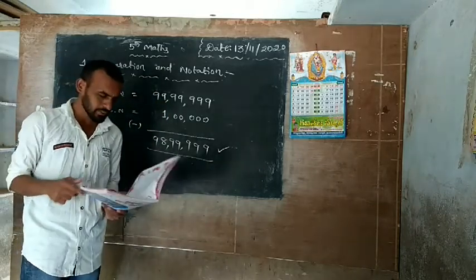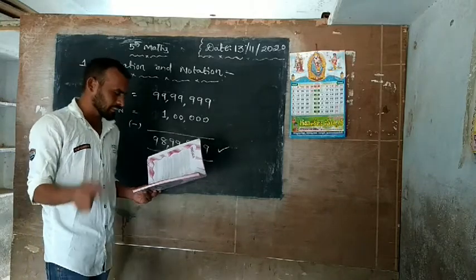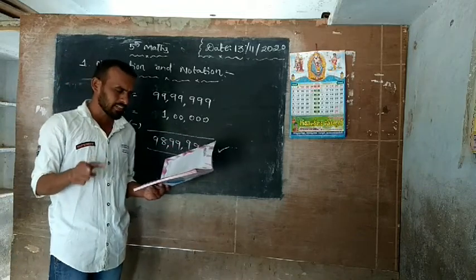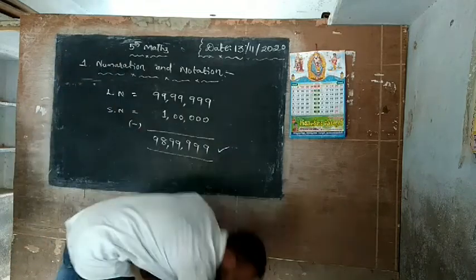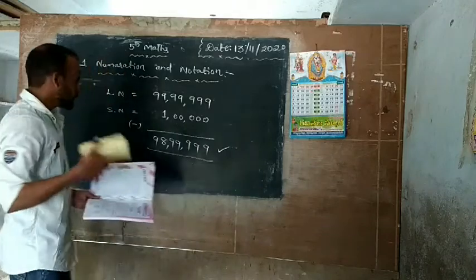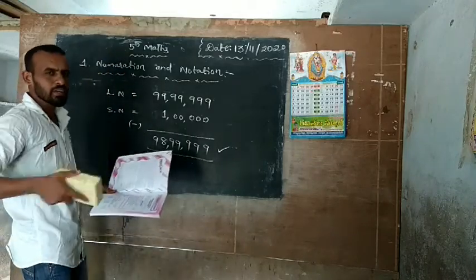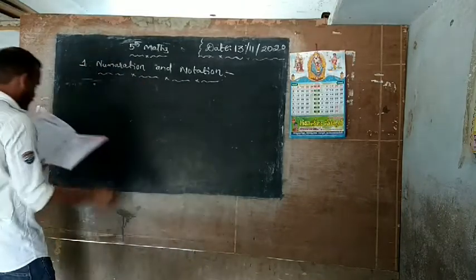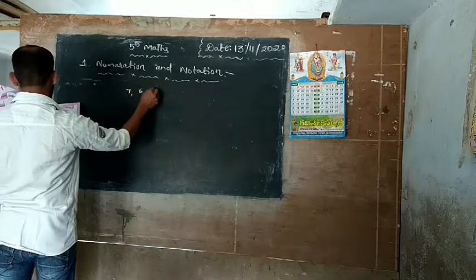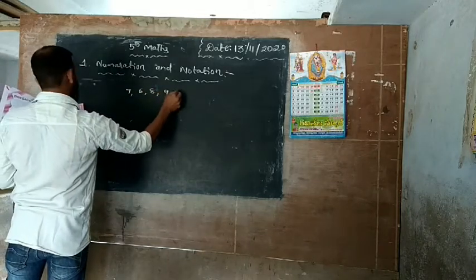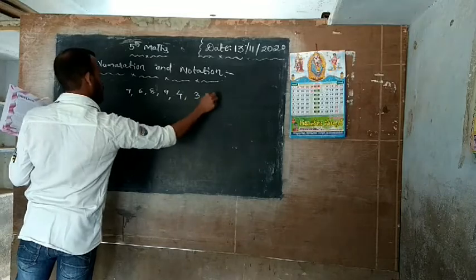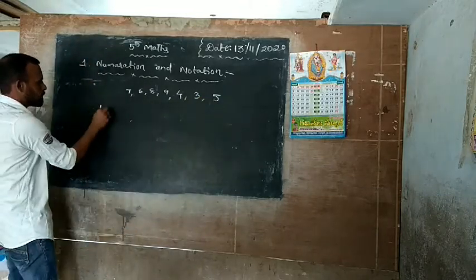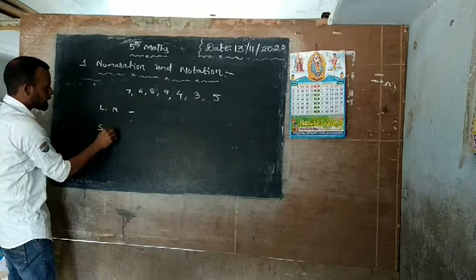So next, fourth one: using the digits 7, 6, 8, 9, 4, 3, 5 only once, write the largest and smallest 7-digit number. So here, given some digits, you use those digits to make one largest number and one smallest number. See what digits are given there. First I am writing here 7, 6, 8, 9, 4, 3, 5. Total 7 digits given.